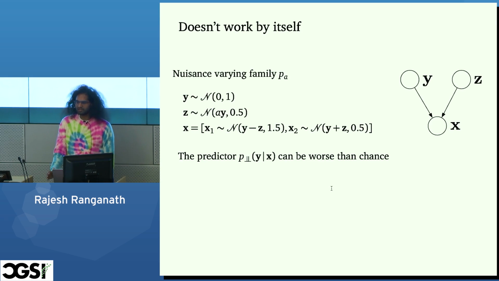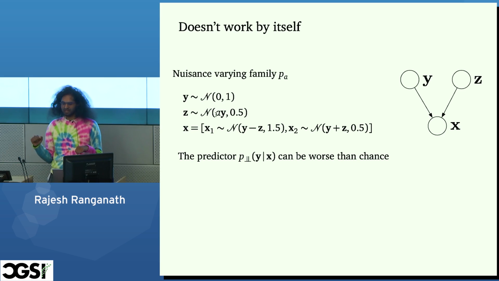And it doesn't work by itself just for a textbook reason, something that you might learn in a machine learning class that covers graphical models. So on the left, we have a nuisance varying family where the thing that's changing between the label and the nuisance is just the scalar A. So when A is equal to 0, the label and the nuisance are independent. When A is positive, the nuisance Z is positively related to the label Y. When it's negative, it's negatively related. And in this distribution, if we break the correlation and then ask, let me try to predict the label given my inputs, it can be worse than chance.